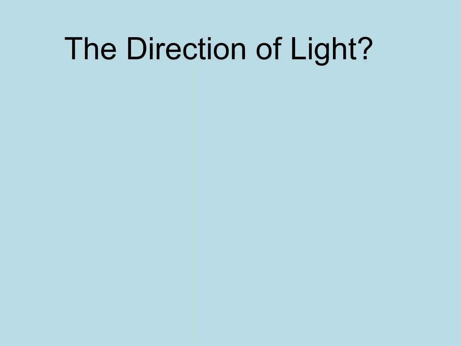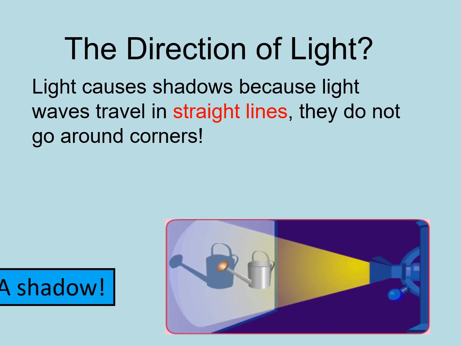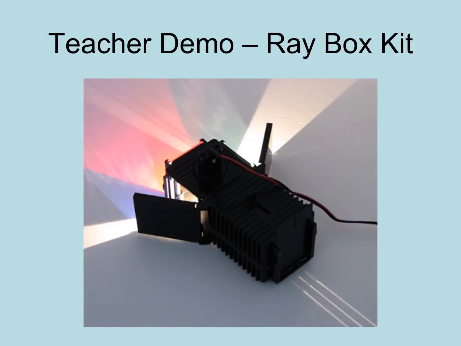Let's have a look at the direction of light. Light causes shadows because light travels in straight lines, and they don't go around corners. In class, we would have a look at a demonstration done by your teacher using a Raybox kit, where we can summarize what we would see.